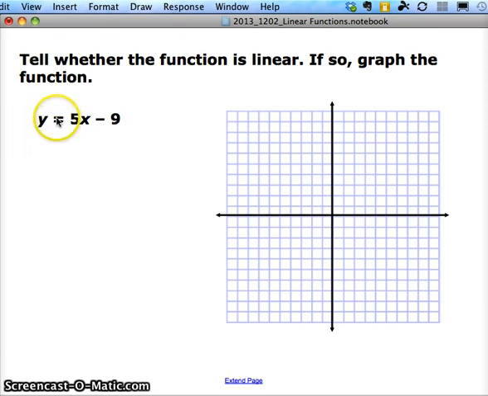Okay, my next one, is this a linear function? Well, y equals 5x minus 9. I have a single y, I have a single x, and a constant. Pause for a moment and decide whether or not this is a linear function, and please graph it if it is.